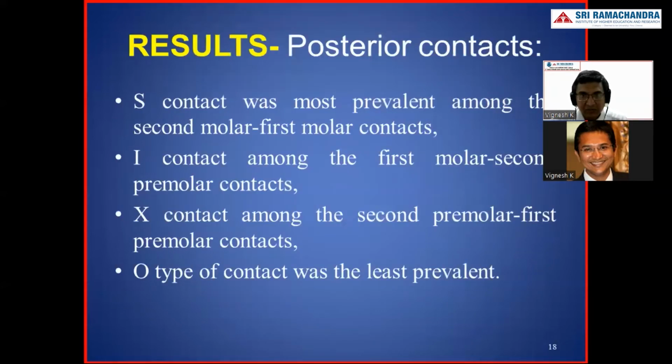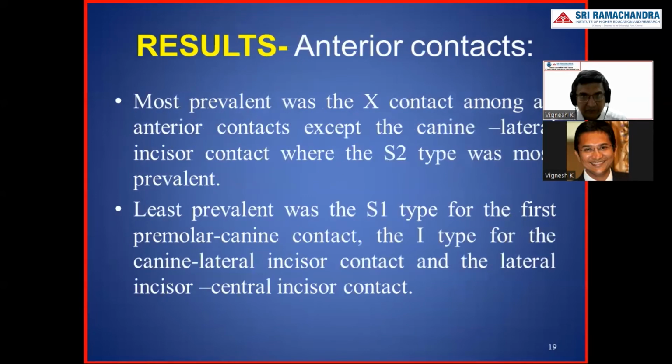The S contact was the most prevalent among the second molar, first molar contacts. The I contact was the most prevalent among the first molar, second premolar contacts, whereas there was a point contact, that is known as the X contact, between the premolars, whereas the O type of contact was the least prevalent. Among the anterior contacts, the X contact was most prevalent, except between the canine and lateral incisors, where there were rotations, that is the S2 type was most prevalent.